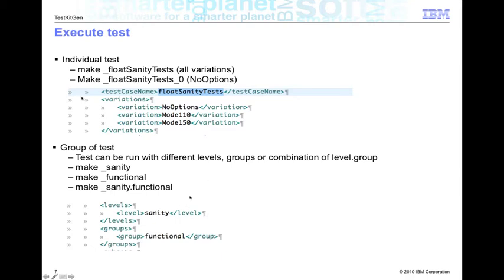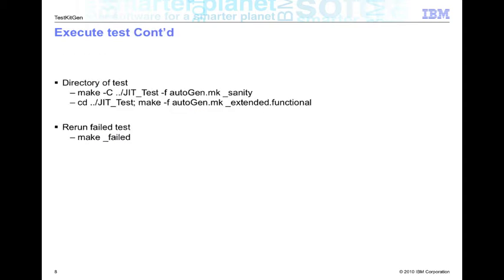We can also run a group test. Since we already defined levels and groups, we can run tests by levels, such as make _sanity, or groups, such as make _functional or _system, and so on. We can also combine them together, such as sanity.functional.